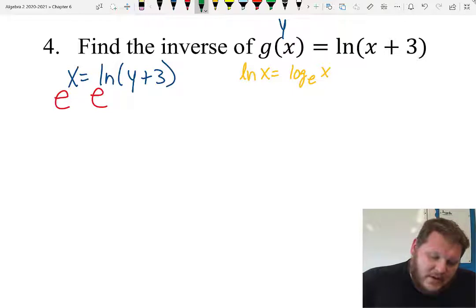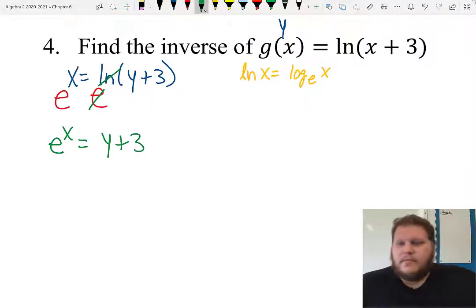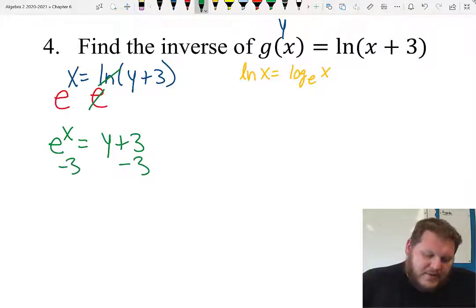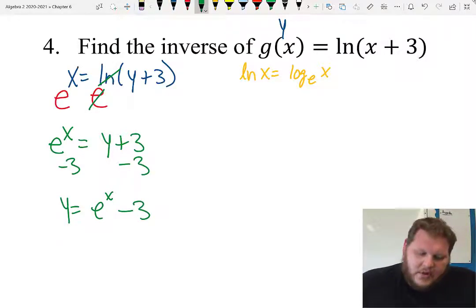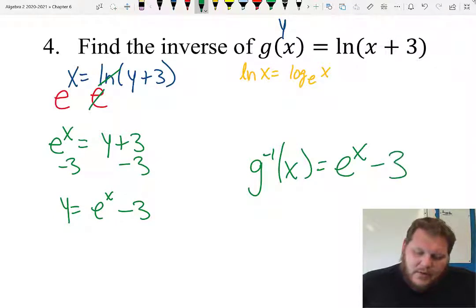When I do that, hey, look at this, my e and my log base e cancel out. I'm left with e to the x power equals y plus 3. So if I'm trying to get my y by itself, I just subtract 3 on both sides. Y equals e to the x power minus 3. So my final answer, g inverse of x, is e to the x power minus 3.